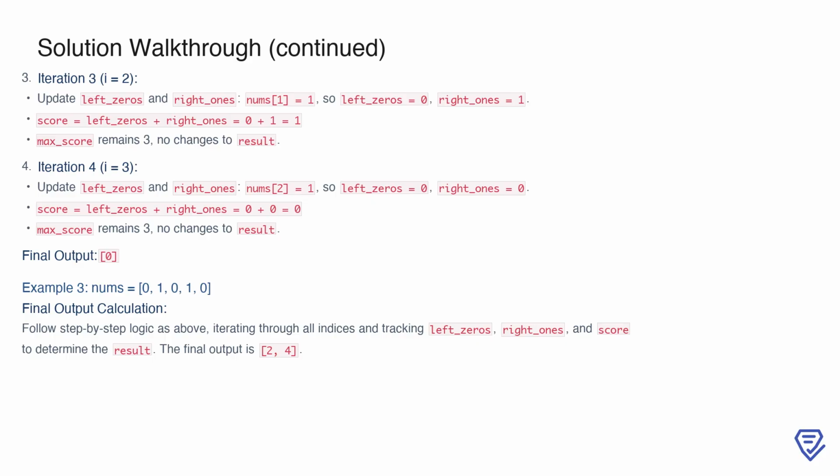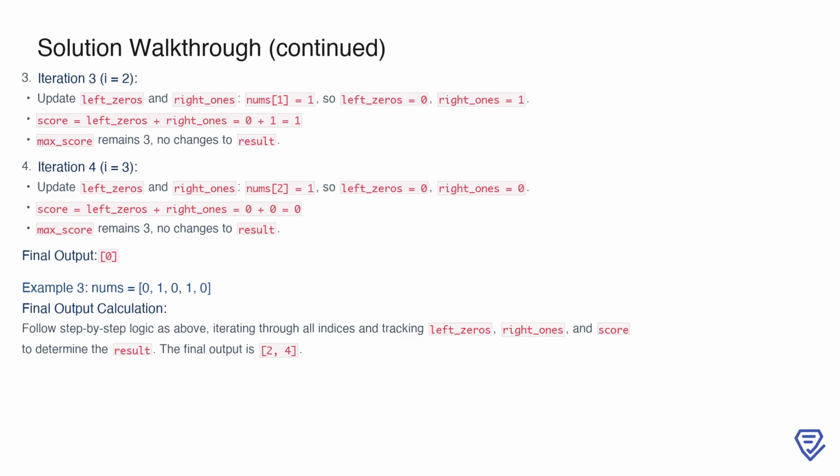Finally, in the fourth iteration, i equals 3, processing nums[2] equals 1 keeps left_zeros at 0 and decreases right_ones to 0. The score is 0 plus 0 equals 0, which again does not exceed the max_score. Therefore, the result remains 0, which is the final output for this example.